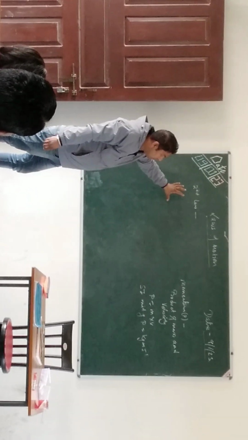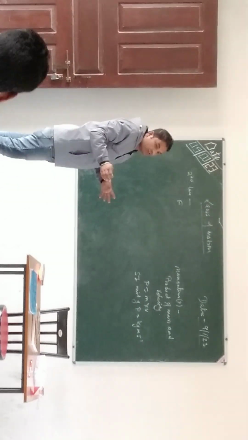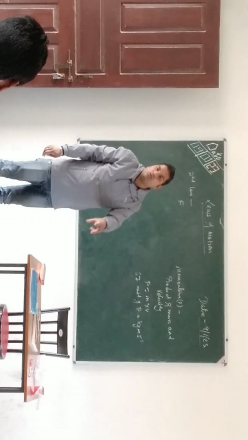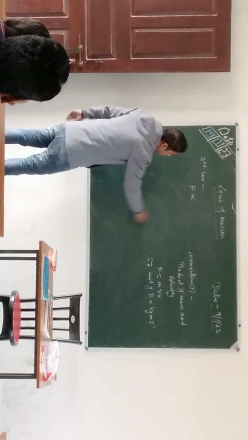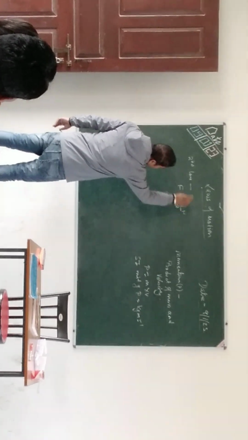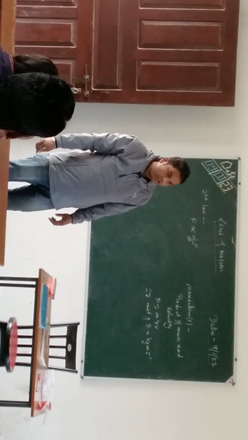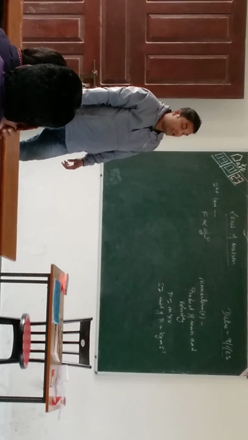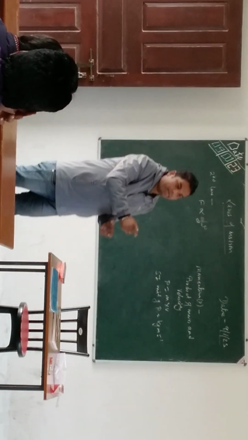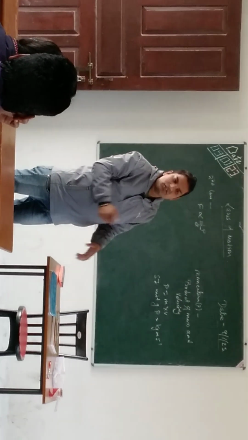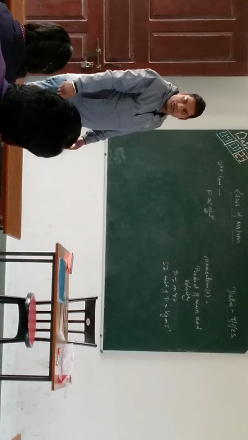Newton's second law says that whatever force you apply to the body, that force is directly proportional to the rate of change of momentum. dp by dt means the rate of change of momentum. dp means the change in momentum, dt means the change in time. The change in momentum divided by the change in time is known as the rate of change of momentum.